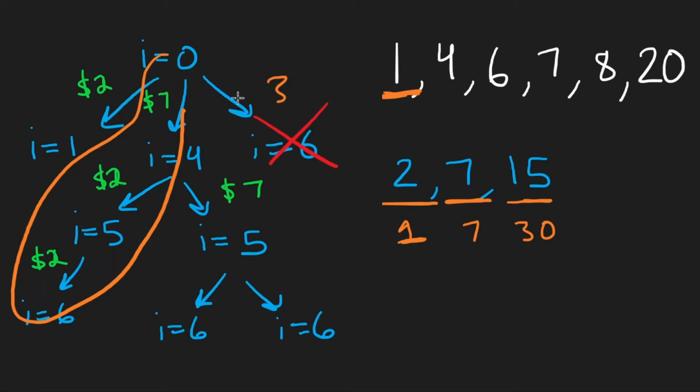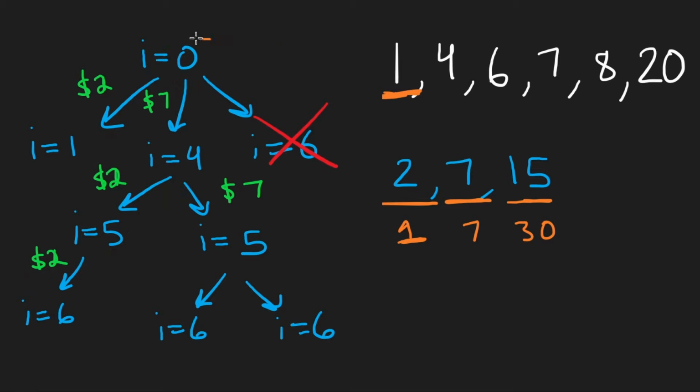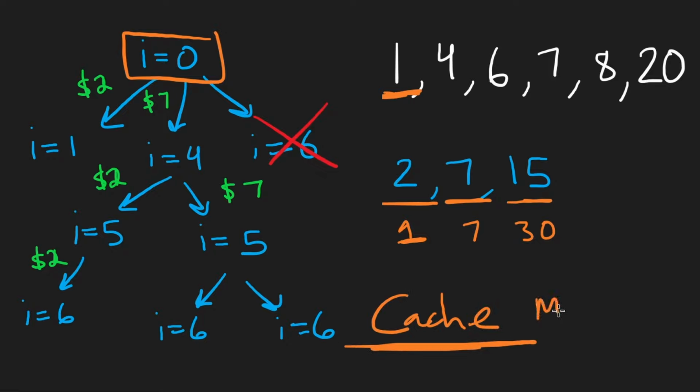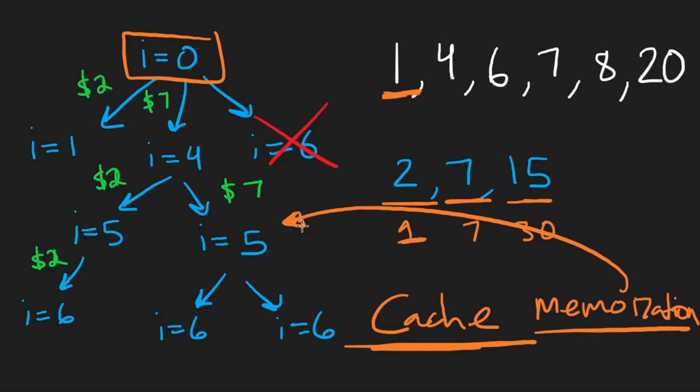And the fantastic thing about this is we're only keeping track of a single parameter I, so it's very easy to cache this solution. Caching is called memoization, the way I'm going to do it with dynamic programming. And it's pretty easy to add that step to this. I'll show you how to do it in the code.